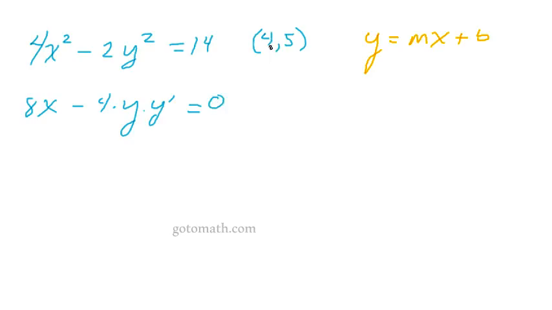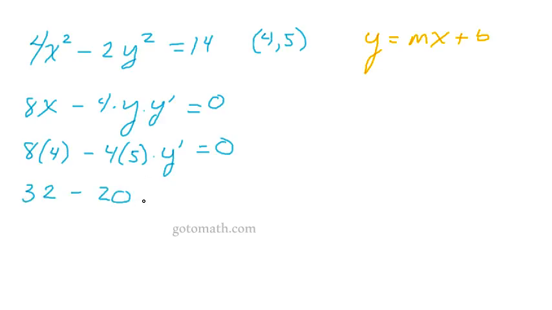What I'm going to do here is go ahead and plug in (4, 5) into this and then solve for y prime. So I kind of show a couple different ways of doing things. Sometimes when it's really nasty, this is usually the way to do it. So this is 32 minus 20 times y prime is equal to 0.